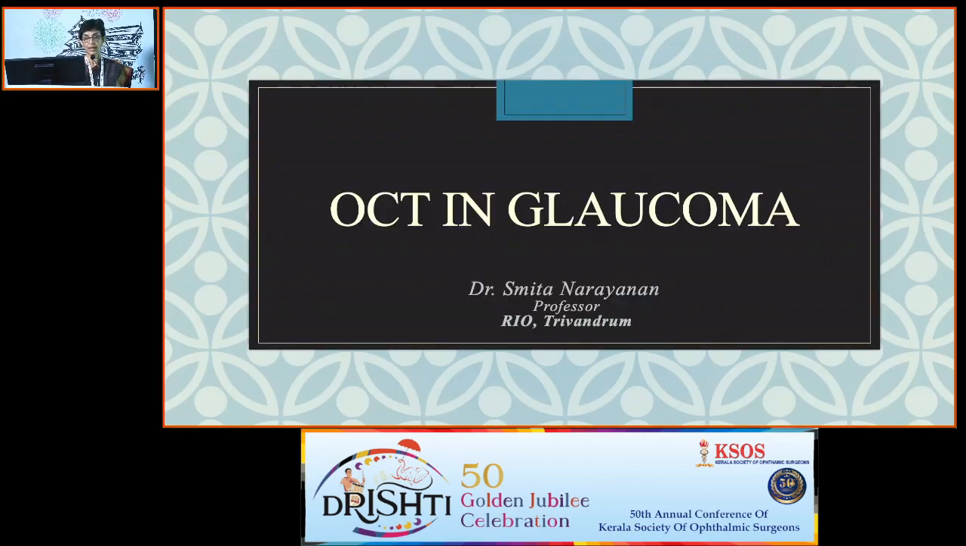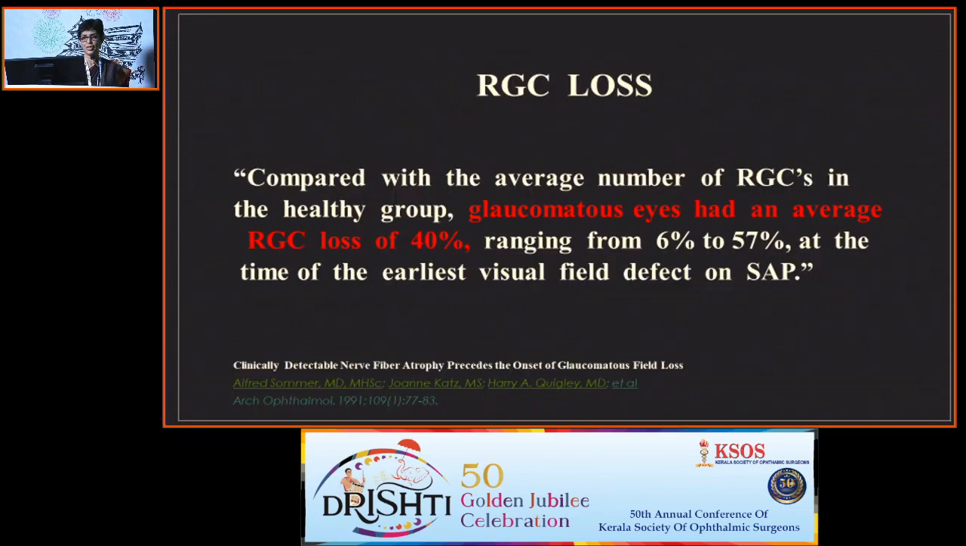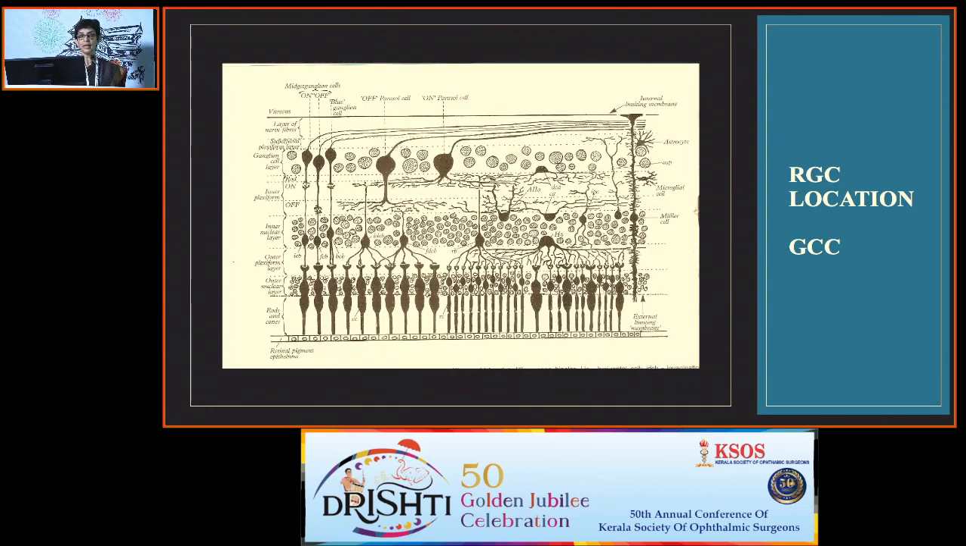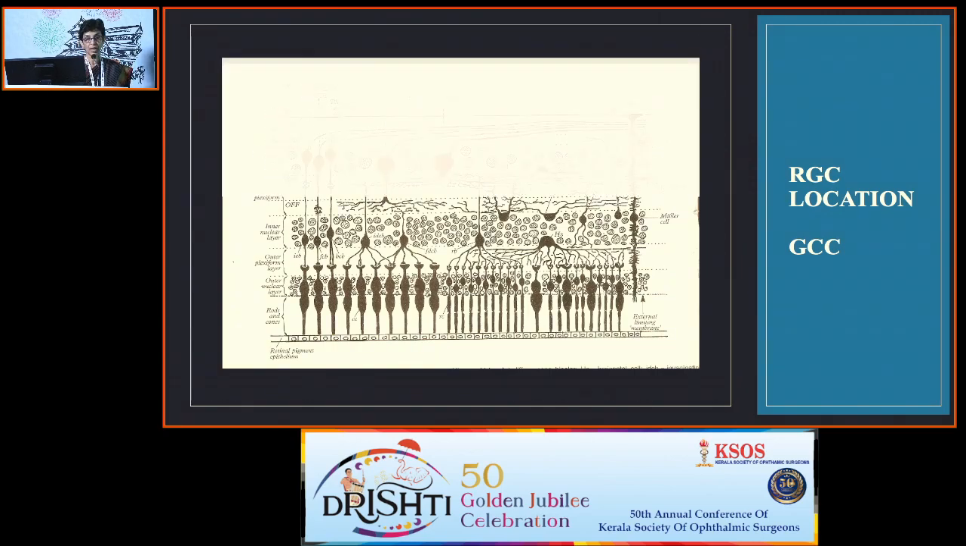So today I shall be basically talking about the retinal nerve fiber layer and the ganglion cell layer, and OCT. And OCT is the only instrument which can directly measure the thickness of these layers. So most of the other instruments were unable to measure it directly. OCT is the only one which can measure the thickness directly.